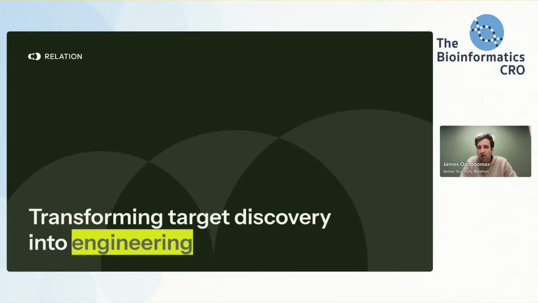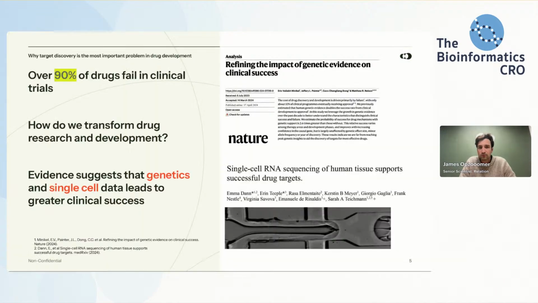So at Relation, our ambition is to transform target discovery into an engineering discipline. Now this means building systematic, repeatable processes powered by large-scale patient data and ML models. So the funnel that I previously showed you is another representation of this statistic on the top left, that over 90% of drugs that enter clinical trials ultimately fail. So how do we transform R&D so that this number looks very different in the future?